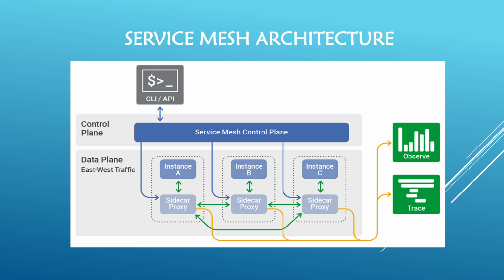through multiple services. So overall, the CLI or API is used to interact with the control plane, where all the service configuration and policies are managed. The control plane manages the sidecar proxy attached to each service instance. The sidecar proxy handles all the communication, east-west traffic, between the service instances. Observability and tracing are enhanced by the service mesh, as the sidecar proxy provides the metrics and tracing information.